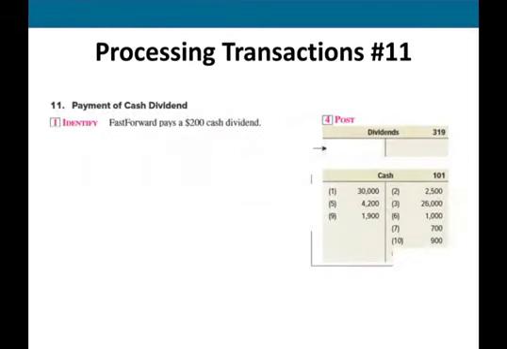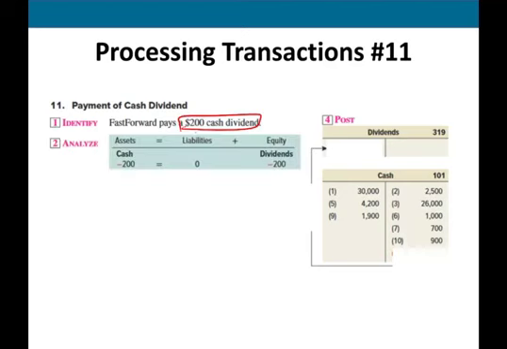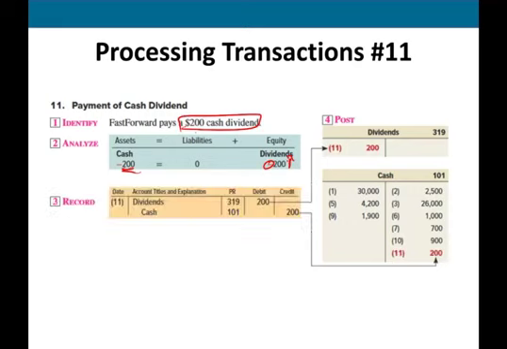Transaction 11. Fast forward, pays $200 dividend. Well, what did I learn when I analyzed this transaction? I learned that cash goes down because I paid cash. Why did I pay cash? Because of dividend. Dividend goes up. So cash goes down. Dividend always goes up like an expense, but dividend reduces equity. So dividend is part of my DEA. Dividend is increased on the debit, cash reduced on the credit. Let's journalize. I'm going to debit dividend and credit cash. Exactly what I did here. Debit dividend and credit cash.